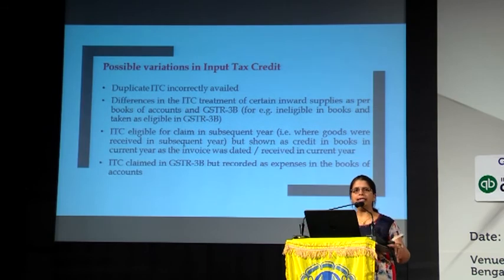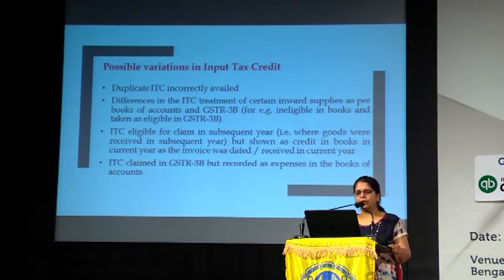Now, after understanding the important aspects of input tax credit in your GSTR 9, what are the possible variations in input tax credit we can see? Duplicate input tax credit incorrectly availed. You would have availed the credit twice on the same transactions because there is no link of your input invoice with your outward invoice. There is a possibility that we would have claimed the input tax credit twice. Difference in input tax treatment of certain inward supplies as per books of accounts and 3B. Possibly as per books of accounts it is eligible, but for 3B it is not eligible, or for 3B it is eligible, but in the books we are not taking a credit of that. That should also be looked into.